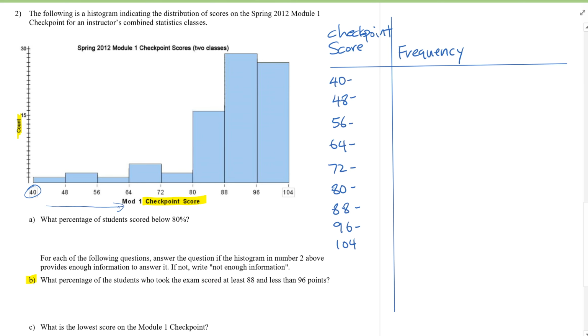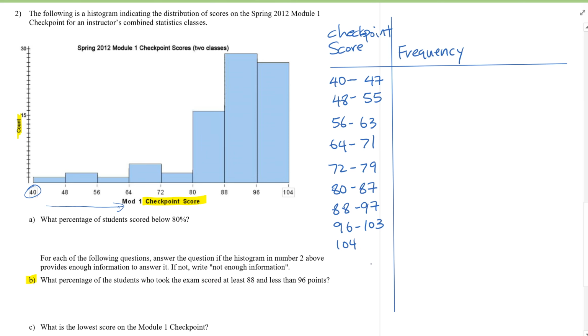So let's write that. The first class begins at 40, the next class begins at 48, so it ends at 47, my upper class limit. 55 is my upper class limit, because the next one begins at 56, so then 63. Or I can say add 8 again: 71, then 79, then 87, then 95, then 103. And notice that 104 is the end already, so I don't have anything in that category. It's less than 104 basically.